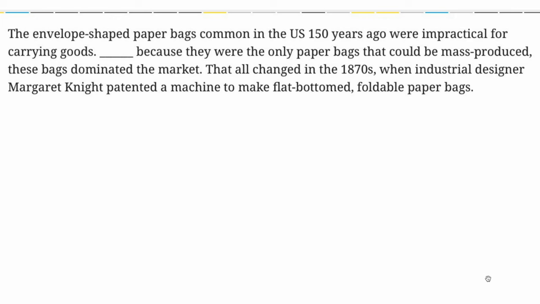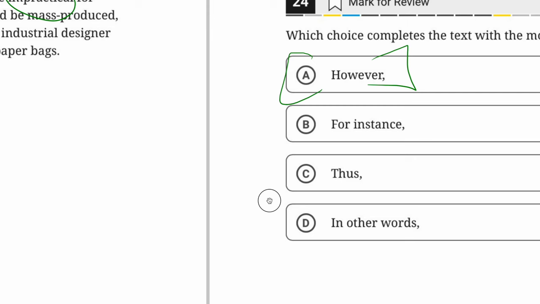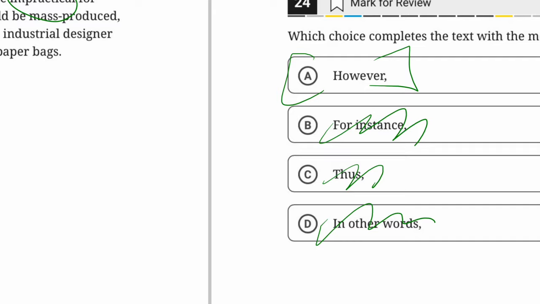Okay, so this would be a contrast. They were impractical, but they still dominated the market. Still, however, nevertheless, however. So we're not restating something, we're not drawing a conclusion, and we're not giving an example. We have a contrast.